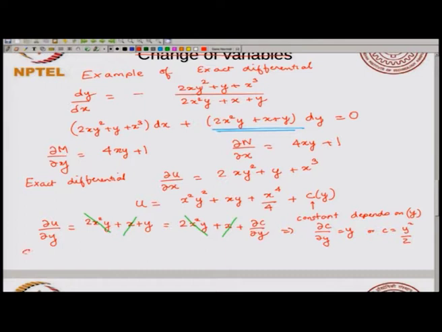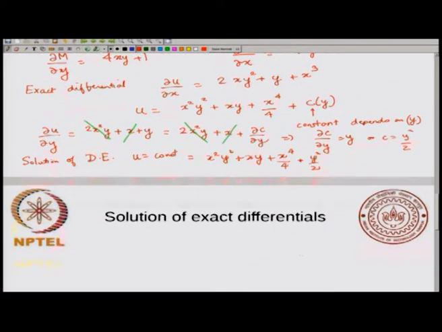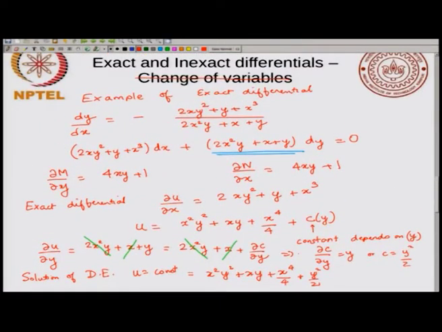So, my solution of the differential equation is u equal to constant, equal to x square y square plus x y plus x^4 by 4 plus y square by 2. Okay. So, this is a constant. So, we solved this differential equation by this method of exact differentials. I think this use of exact differentials to solve differential equations is actually a very powerful method.